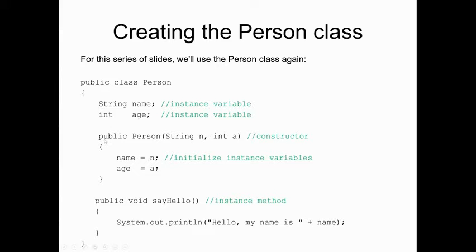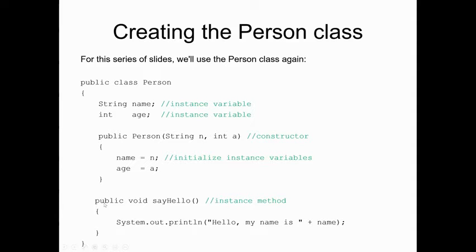We have a constructor. The constructor has a header, public person, string n, and int a. So these are parameters here. This is our parameter list. And n is going to be used to initialize the name field, and a is going to be used to initialize the age field. Instance variables are also called fields.